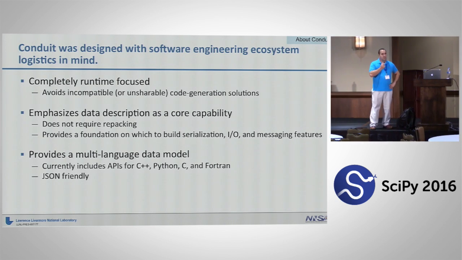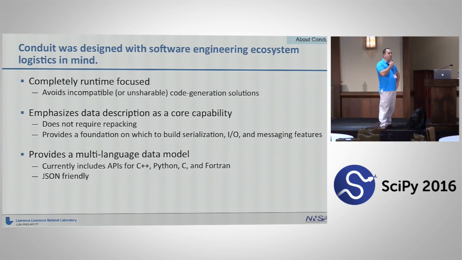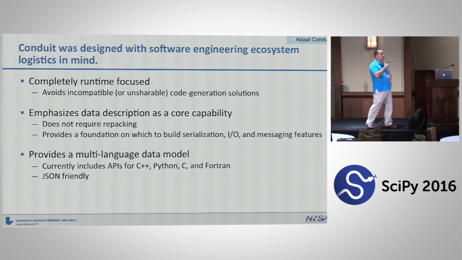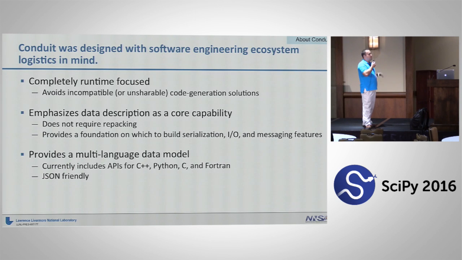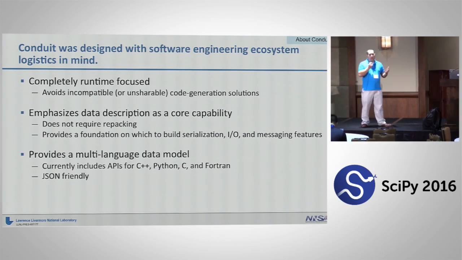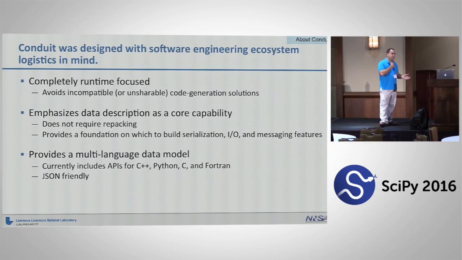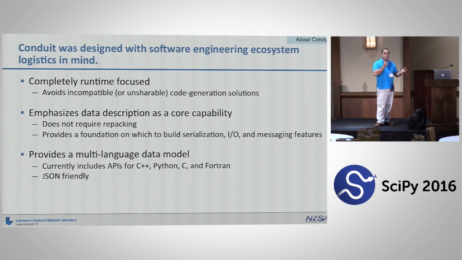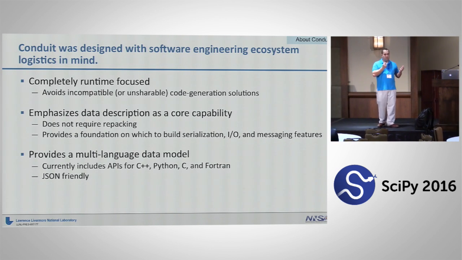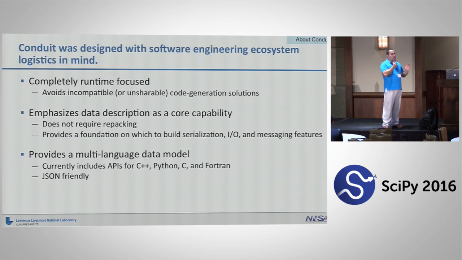I told you our life's a little bit complicated. One of the best ways to deal with complexity is to make things simpler. So that's what we're trying to do. Conduit was designed to not be a software engineering nightmare. And there's a couple of choices that we made that are good for our ecosystem and maybe good for what you're doing too. One of the choices that we made is it's completely runtime focused. So there's a performance penalty for that, but again, software engineering wise, it makes life a little bit easier.